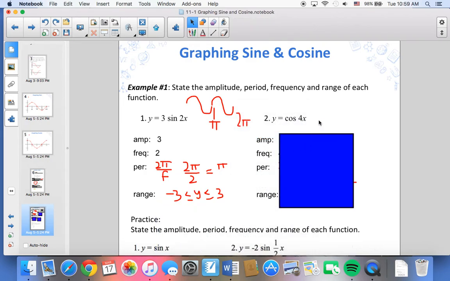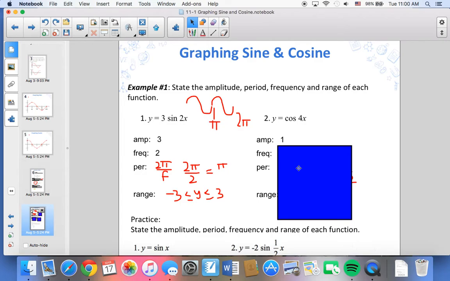Okay, let's look at another one. y equals cosine 4x. So the amplitude is the number in front of the cosine. So it's 1. The frequency is how many cycles of cosine I expect to see from 0 to 2 pi. Well, remember we talked about this being one cycle of cosine. So I'm going to see 4 of them from 0 to 2 pi in this example. Oh, that one wasn't so great. 4 cycles. I would expect to see 4 cycles of cosine.